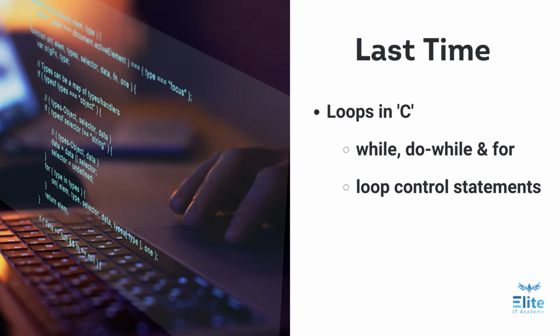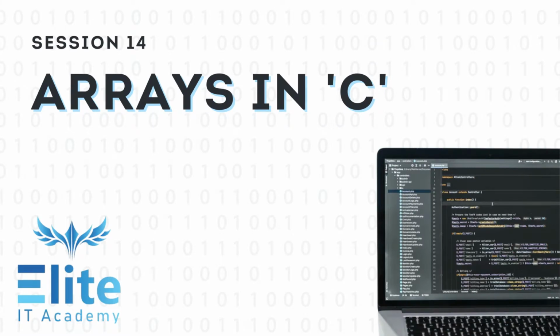In the last video, we discussed loops in C. We covered the while, do while, and for loops. We also discussed the behavior of loop control statements, break and continue. In this video, we will see how to create our first data structure, which is an array. We will see how to declare arrays, initialize, and process the data contained within it.